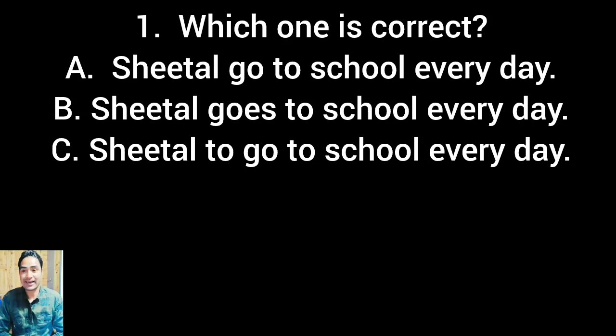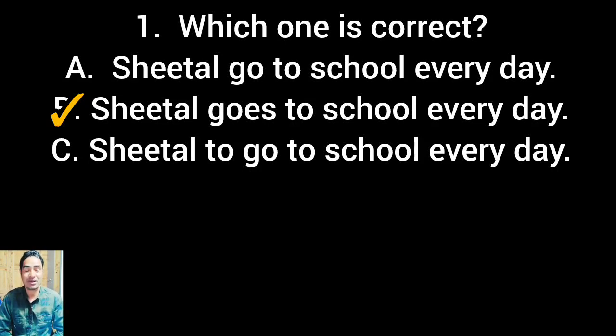Which one is correct? A. Sheetal go to school every day. B. Sheetal goes to school every day. C. Sheetal to go to school every day. The answer is B. Sheetal goes to school every day.